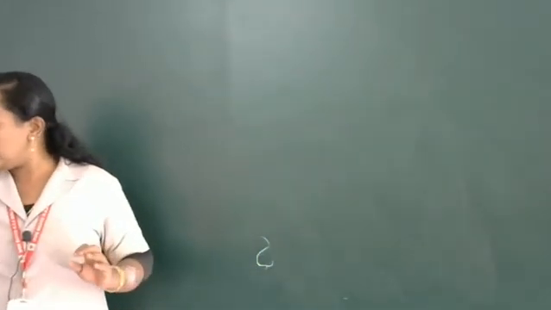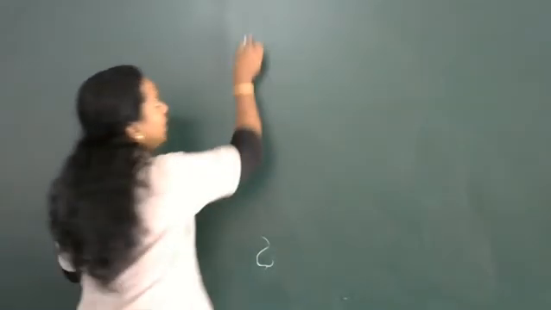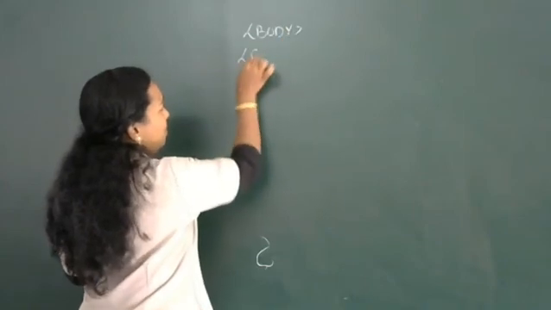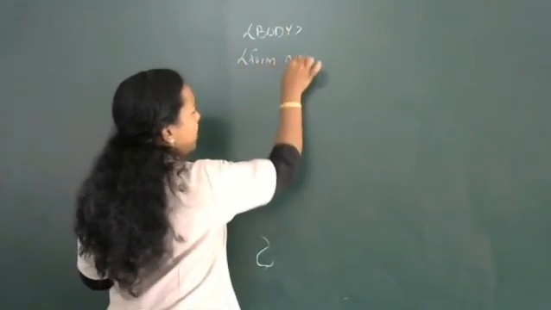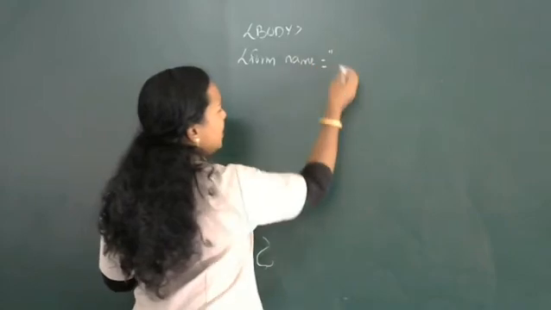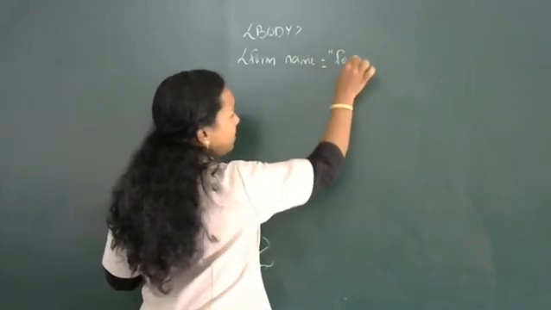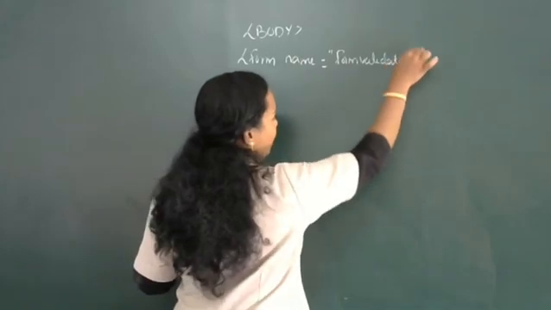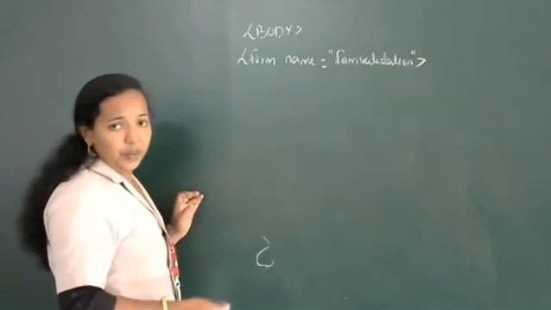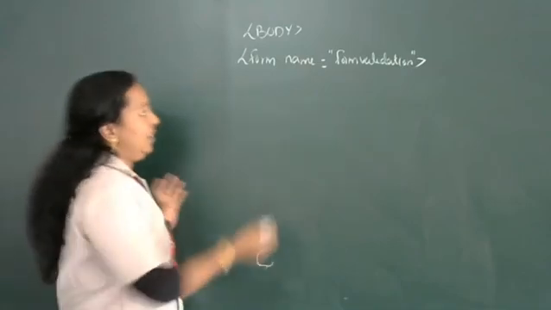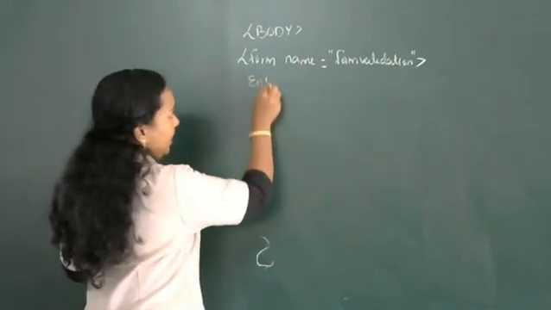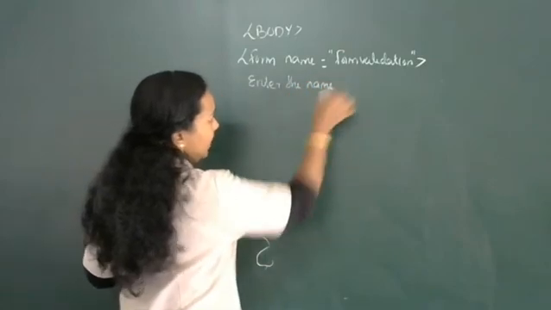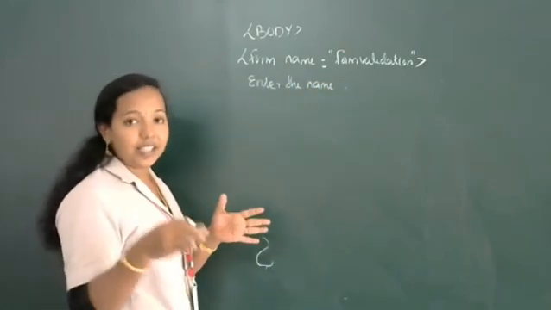Form tag means I am just describing the body, form, name is equal to form validation. What is the form name? Form validation. Then first you want to enter the name. Enter the name. Name we are entering inside the text box.